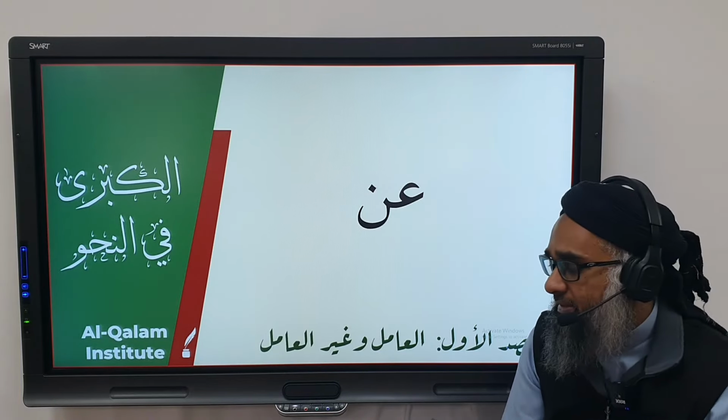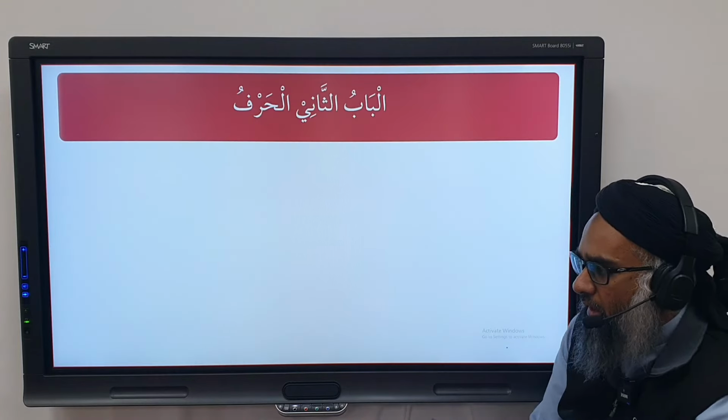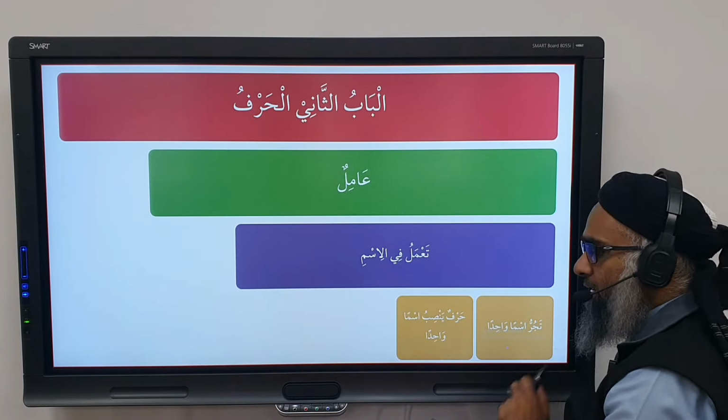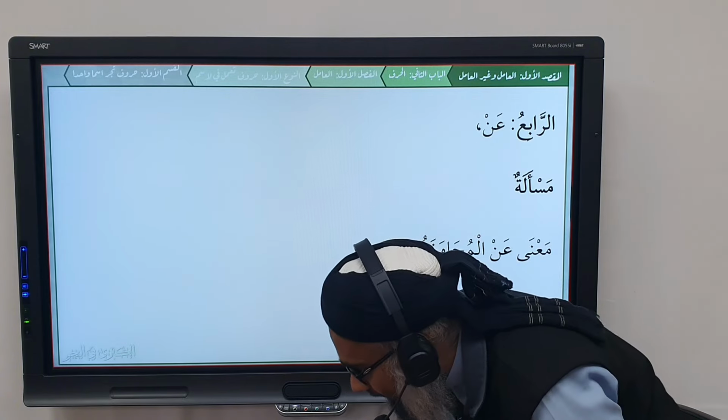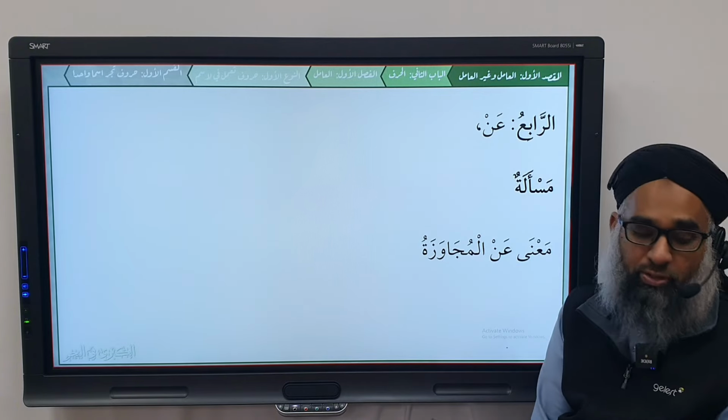The next particle we're discussing is the particle an. So we've been through this before. We're now here in the harf jar, and the particle an. So the particle is an. Now the meaning of an is al-mujawaza.